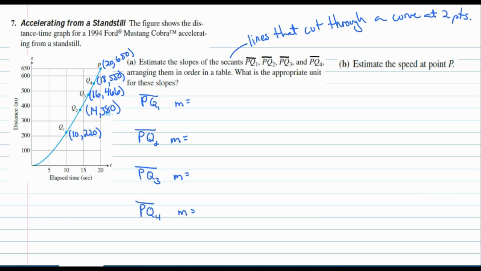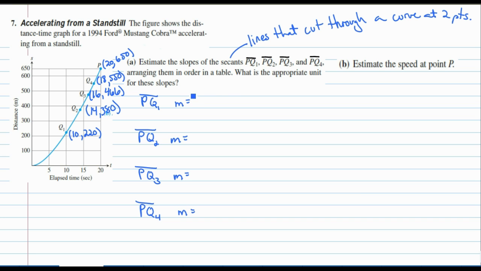Estimate the slopes of the secants PQ1, PQ2, PQ3, and PQ4, arranging them in order in a table. What is an appropriate unit for these slopes? Okay, so I've arranged them for you here. I've also labeled the points so that we're on the same page. Those points are an estimate, so I just guessed at what they would be, my best guess.